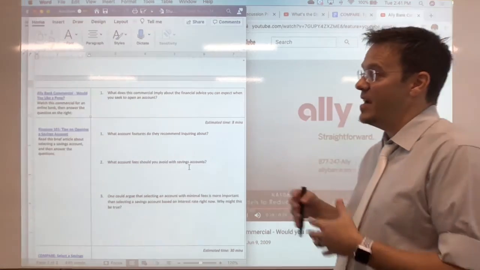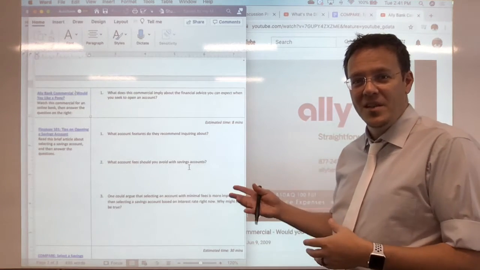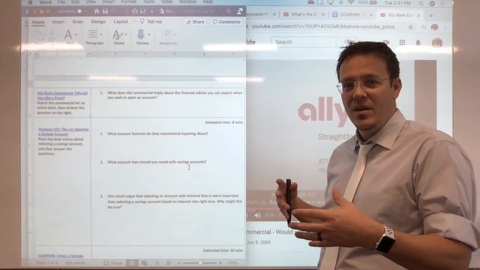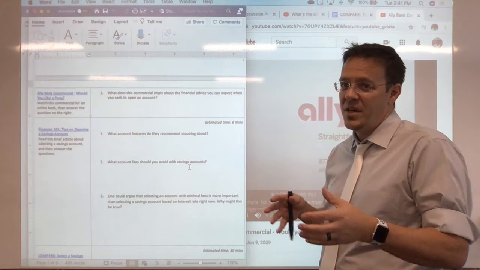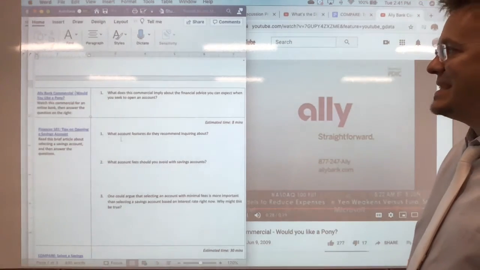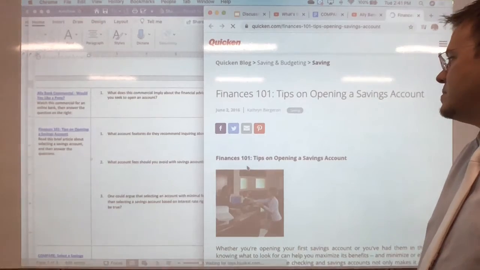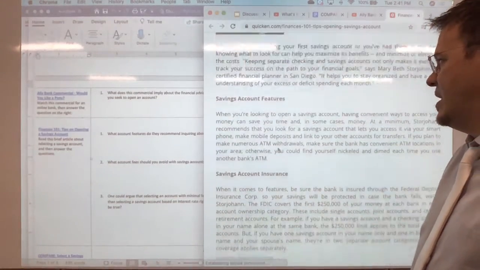But it's also at the same time, the girl was like, yeah, I'll take a pony. Pulls out one, the other one pulls out, it's a different style of pony. Now, he asked the same question, but you got 2 different results, okay? So as somebody, you would want to make sure you understand what that's actually like, okay? So Finances 101, tips on opening a savings account, okay?